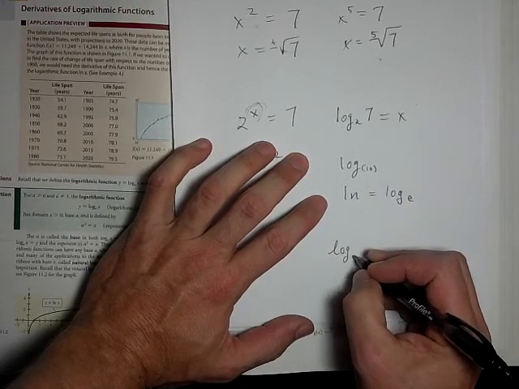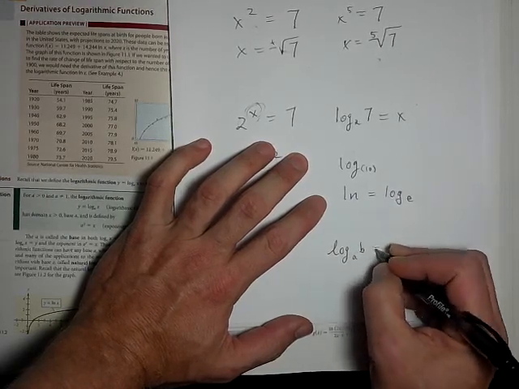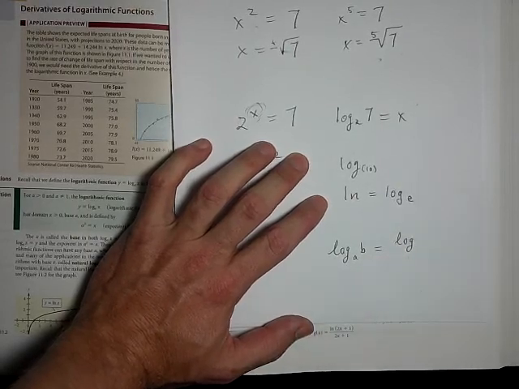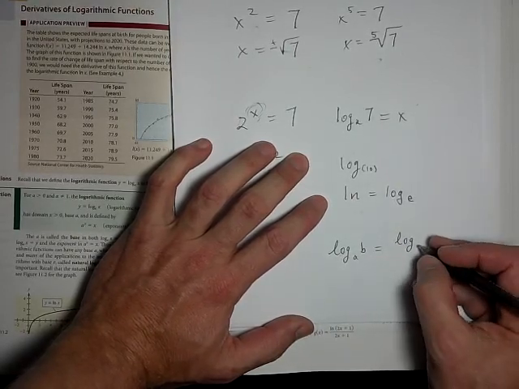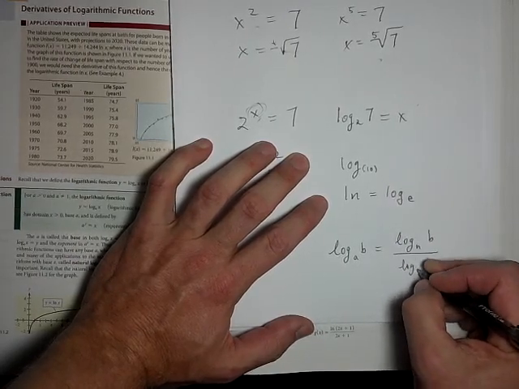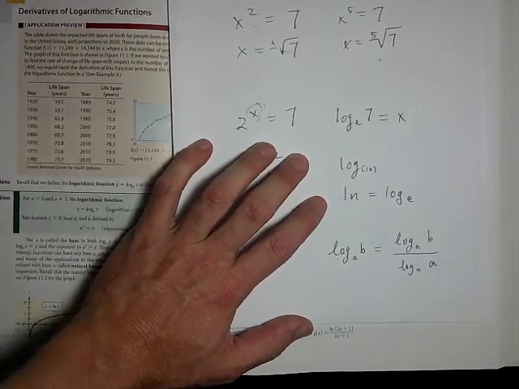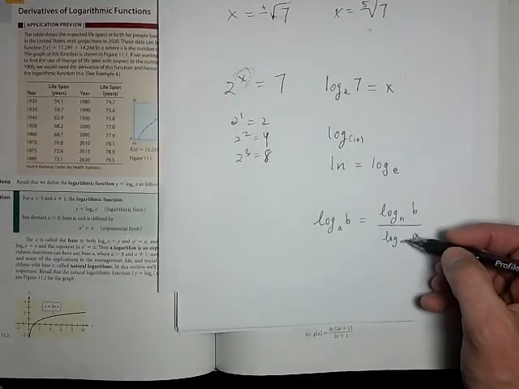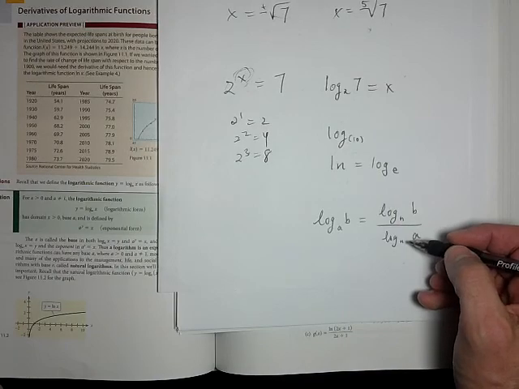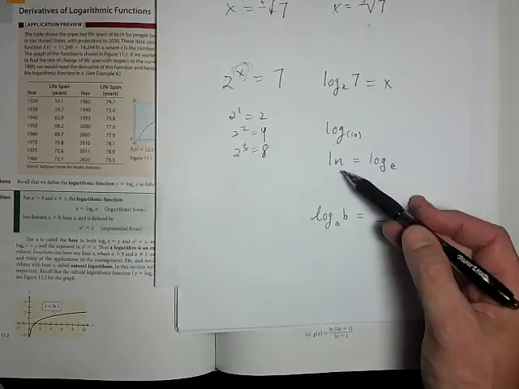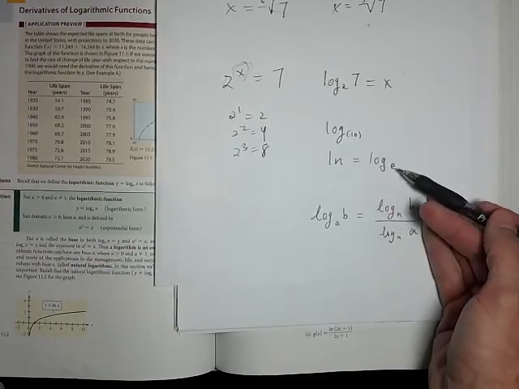log base a of b is equal to the log base anything, it doesn't matter, we'll call it log base n of b over log base n of a. And the beauty of this is that n can be anything, including 10, or it could be e. And the good news is, on your calculator, you have both log base 10 and log base e.